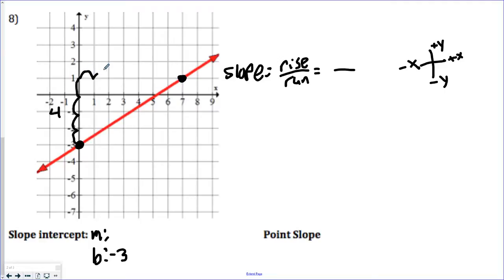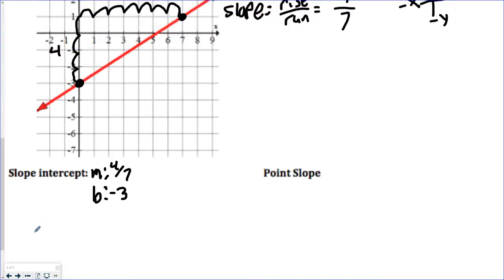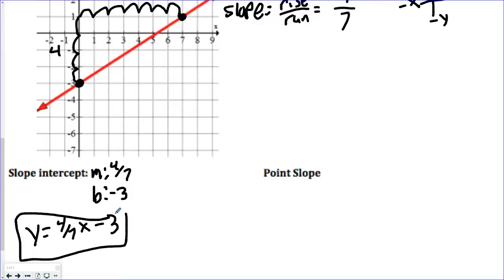Then I'm going to go right, 1, 2, 3, 4, 5, 6, 7. Another positive number. Now, if I went down to the left, I get the same answer. But if I went up and to the right, I get 4 and 7. So my rise is 4, my run is 7, so my slope is 4/7. So my equation for the slope-intercept form for this line would be y equals 4/7 x minus 3, or plus -3 if you want. That is the slope-intercept equation.